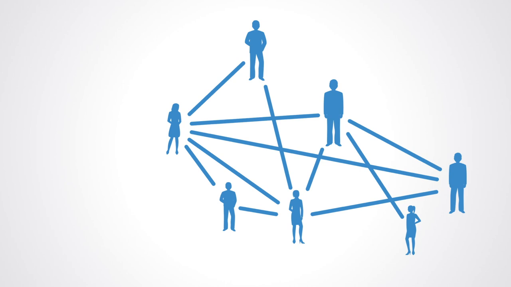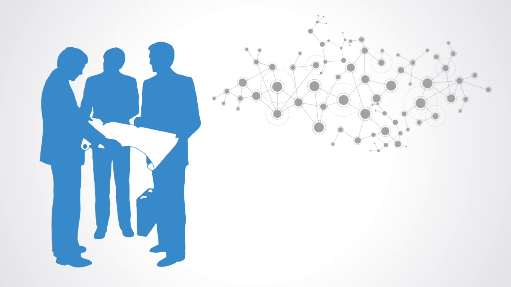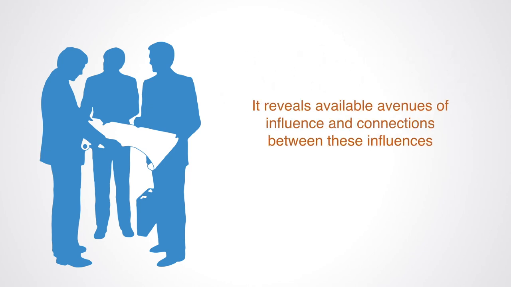Power mapping refers to a set of tools and processes that help us analyze power relationships to develop a strategy for creating change. It helps clarify leverage points and relationships that can influence decision makers. Likewise, it will help us to understand what coalition building strategies we might need to build. Power mapping is a visual tool used by social advocates to identify the best individuals to target to promote social change. It reveals available avenues of influence and connections between these influences.